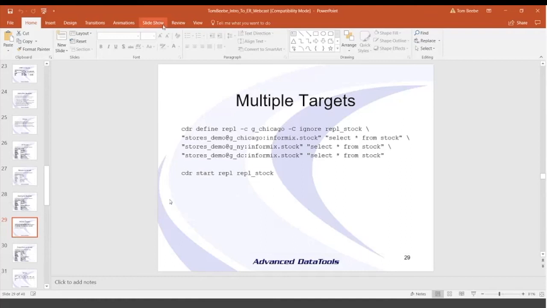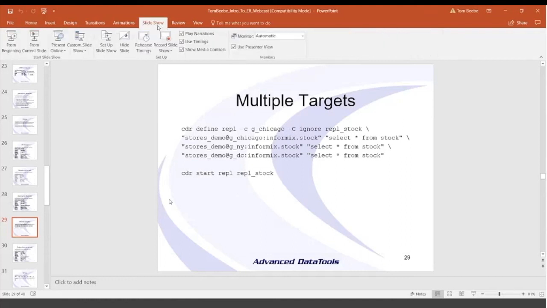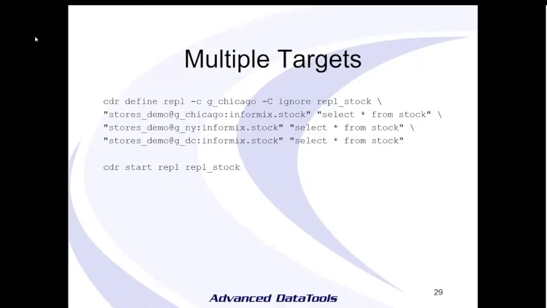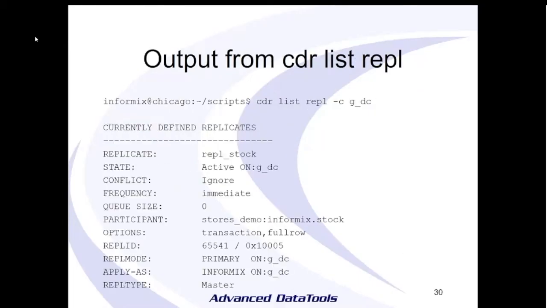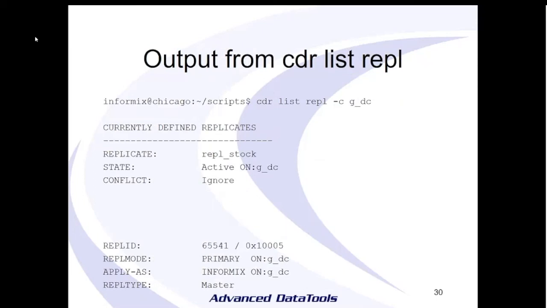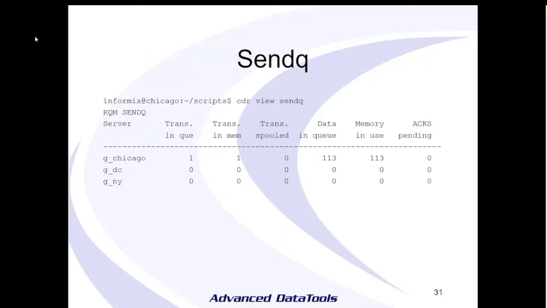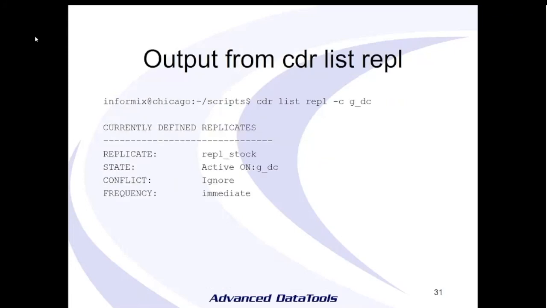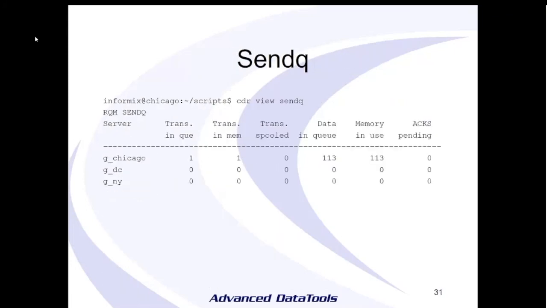Okay, I'm going to kick it back to the beginning here. There we go. So CDR List REPL, just for reference, it's there. There is another CDR command that I'll mention here for reference, CDR view sendq, which shows you what the send queue is like. I was able to capture it when it was sending that over when I was testing it earlier. And that's actually what it looks like. I had the transaction in memory. It hadn't been sent out yet. And so it's sitting there, and you can see the amount of data used, which isn't a whole lot.